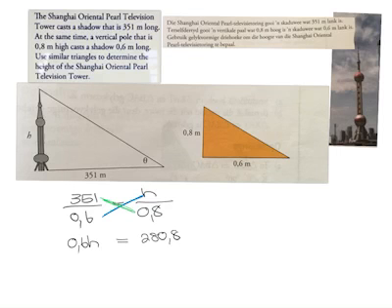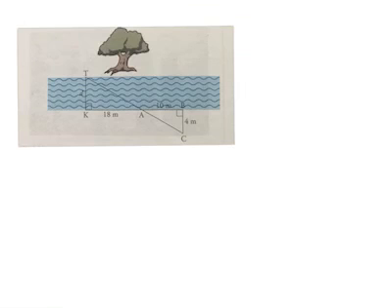You want to know what the value of h is. So you get h alone by dividing by 0.6, and you divide by 0.6 on the other side of the equal sign as well. So h is equal to 468 meters.